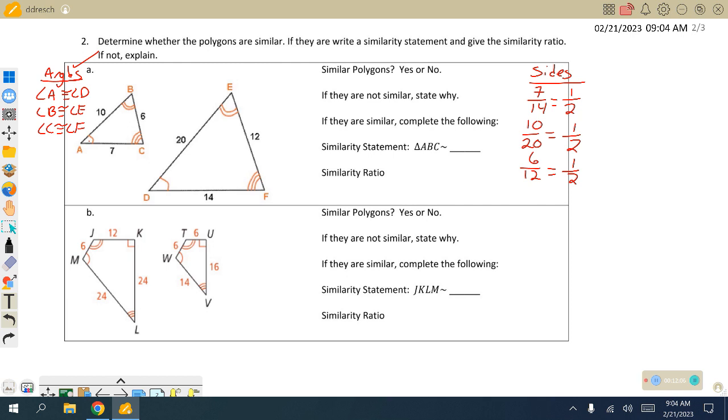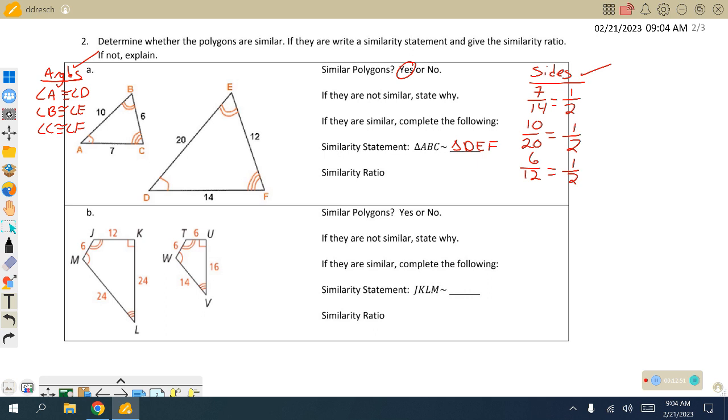And because that checks out, now we can finally answer our questions. So do we have similar polygons? Yes, we do. If they are not similar, state why. So we would state why, what failed. When nothing failed, move on. If they are similar, we can then complete the similarity statement. So complete it. Triangle ABC. Walk it around, match up the corresponding pieces in that order. You just did that. When we said ABC, A went with D, B went with E, and C went with F. So triangle what? D, E, and F.